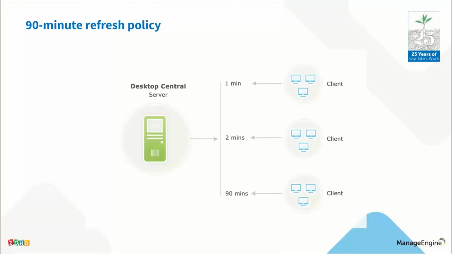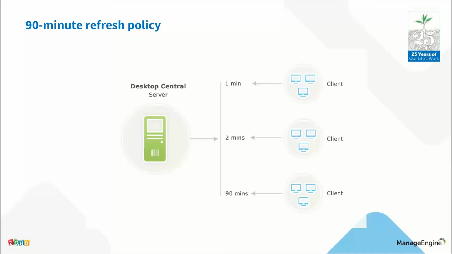So this agent that is installed on the client machine is scalable from small to large networks. This is because of something known as a 90-minute refresh policy. Every agent communicates with the Desktop Central server once every 90 minutes. So even if you have 90 machines, 900 machines, or even 9,000 machines for that matter, they will be equally divided between them, and each machine will be given a specific time to talk with the Desktop Central server. So the Desktop Central server has the intelligence to assign a time for each client to talk to the server.